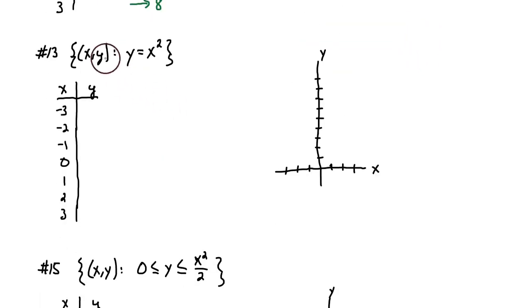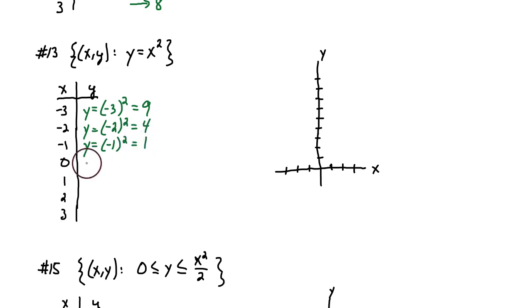Number 13, the set of ordered pairs called x and y such that y equals x squared. This already has y alone, so we're ready to make our table. Fill in negative 3 and square it. That makes 9. Fill in negative 2 and square it. That makes 4. Fill in negative 1 and square it.